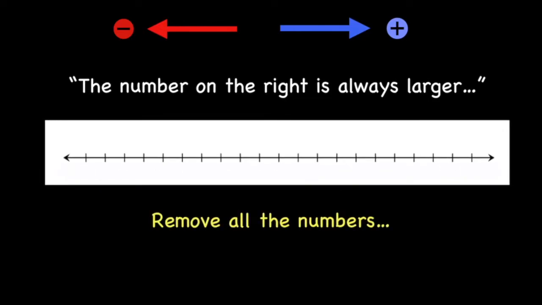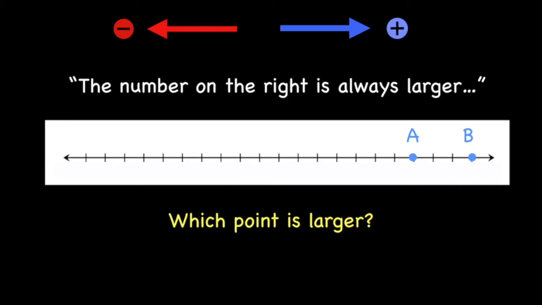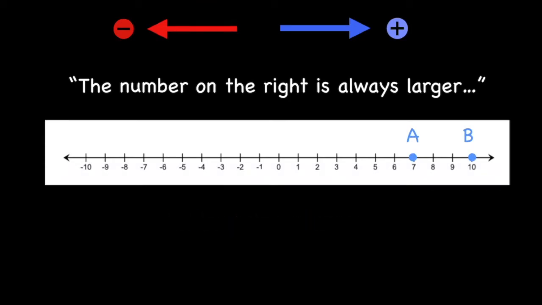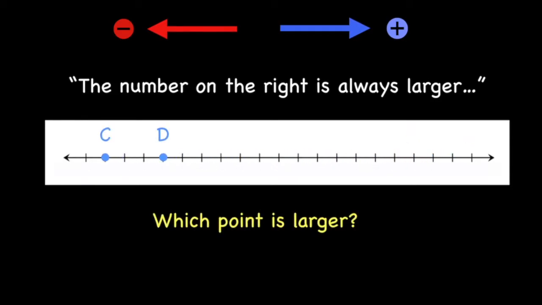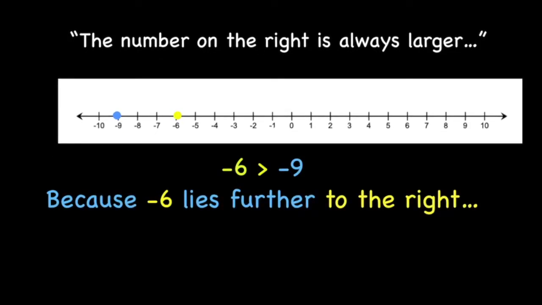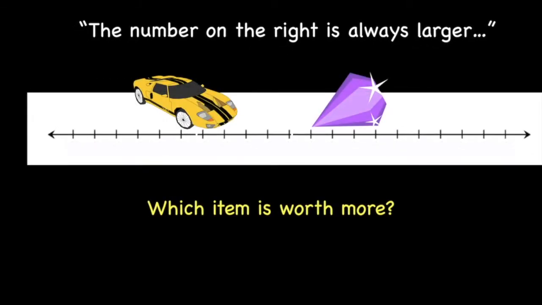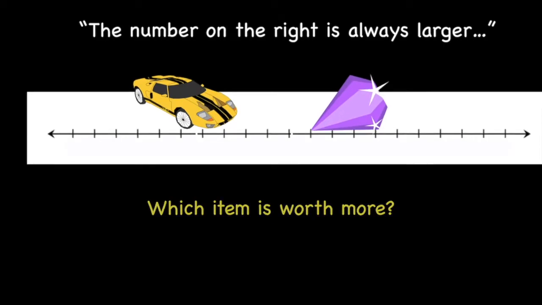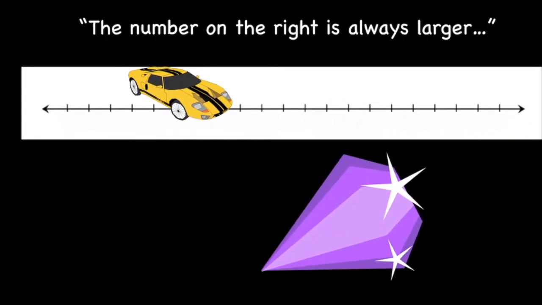Importantly, the number that sits to the right is always larger than a number to its left. So here, if you look at A versus B, we know that B is going to be larger than A simply because it sits to the right. The same holds true on the negative side of the number line. D is going to be larger than C because it sits to the right. -6, therefore, by definition, will be greater than -9. Here, we see a purple diamond and a yellow sports car. We know that the diamond is worth more than the sports car because it sits to the right.